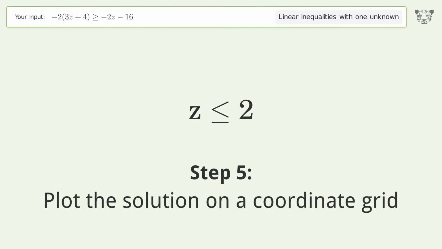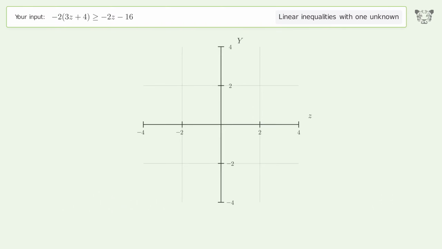Plot the solution on a coordinate grid. And so the final result is z equal or smaller than 2.